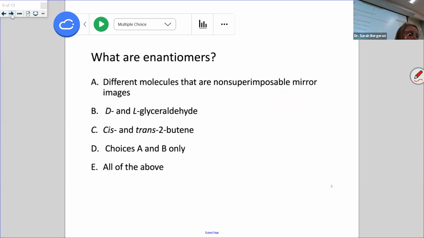Two more, one more. All right, what are enantiomers? Two more, this one and one more.